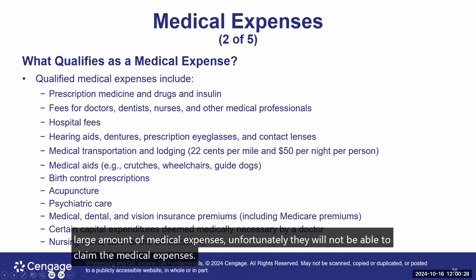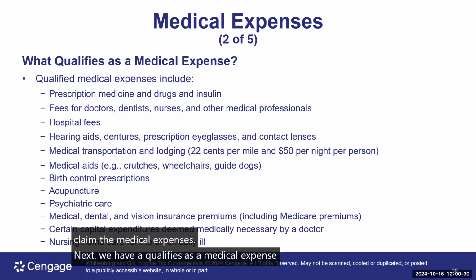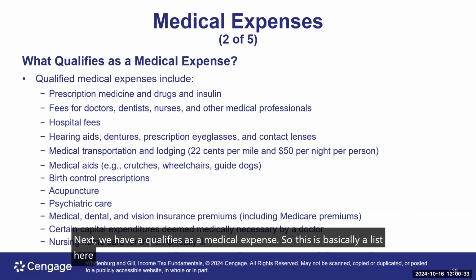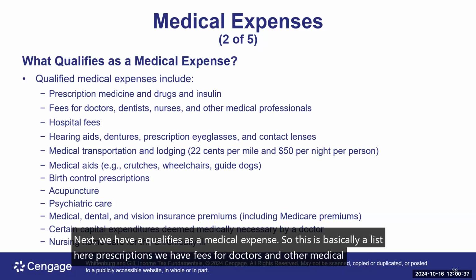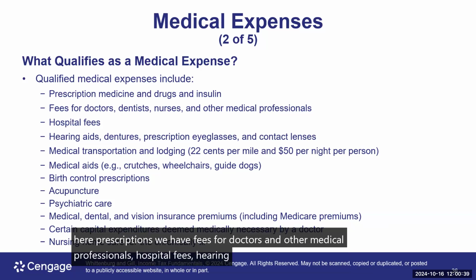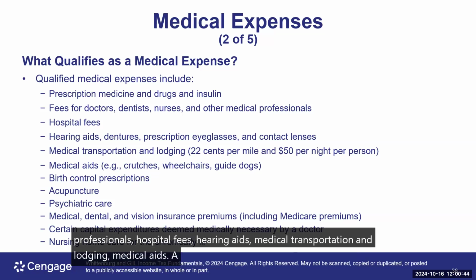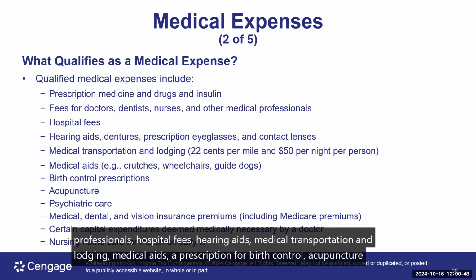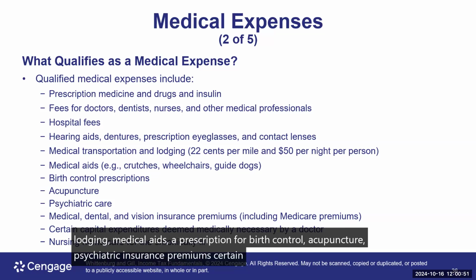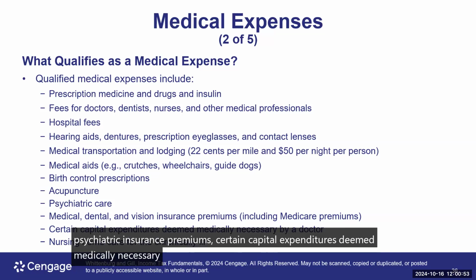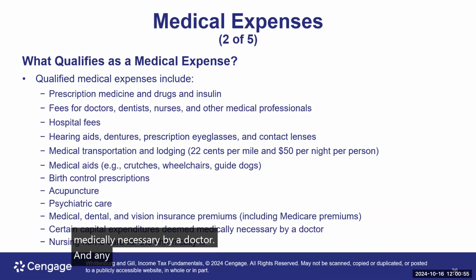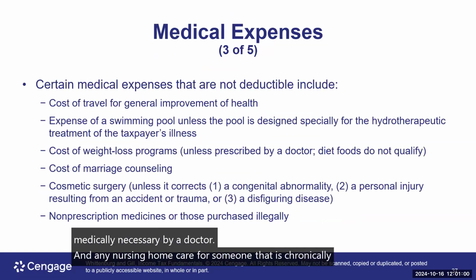Next, we have what qualifies as a medical expense. So this is basically a list here. Prescriptions, we have fees for doctors and other medical professionals, hospital fees, hearing aids, medical transportation and lodging, medical aids, a prescription for birth control, acupuncture, psychiatric, insurance premiums, certain capital expenditures deemed medically necessary by a doctor, and any nursing, home care, for someone that is chronically ill.